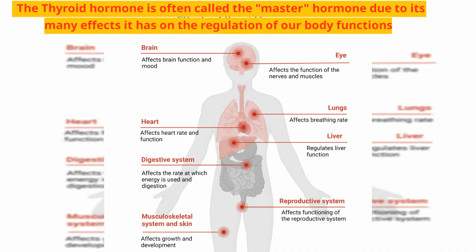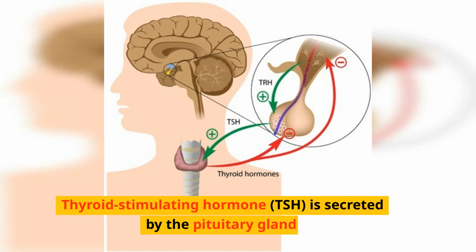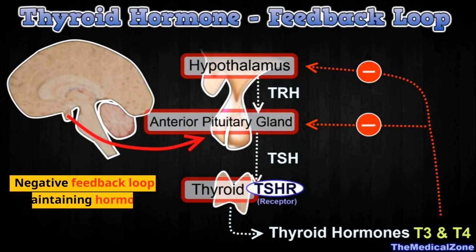The thyroid hormone is often called the master hormone due to the many effects it has on the regulation of our body functions. Thyroid-stimulating hormone, TSH, is secreted by the pituitary gland. Negative feedback loop maintaining hormone balance.